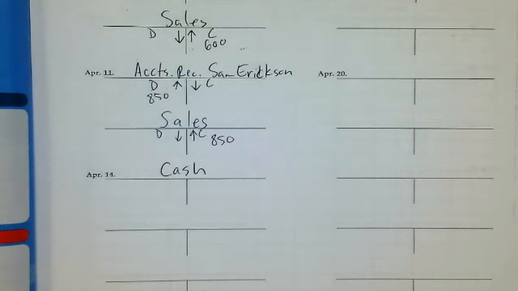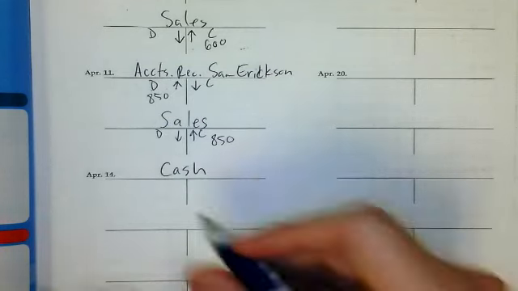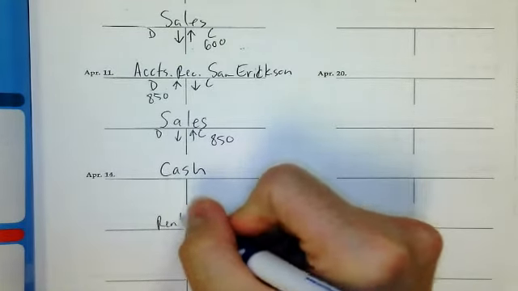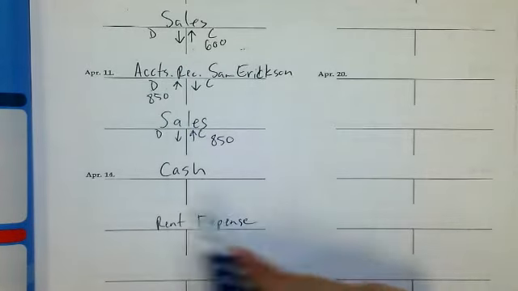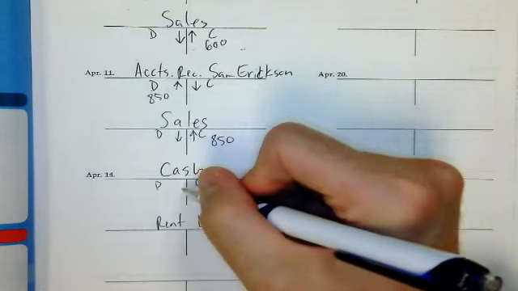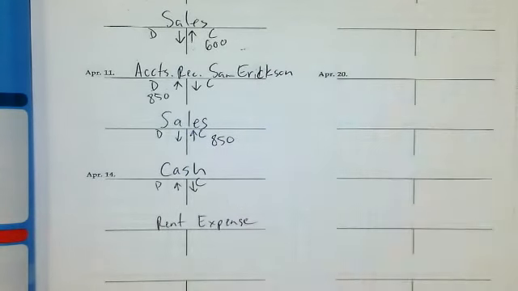And then there's a keyword that we're going to put after it. What is it? Expense. Good. Rent expense. So cash, we'll go ahead and label it DC. Up on the debit, down on the credit.